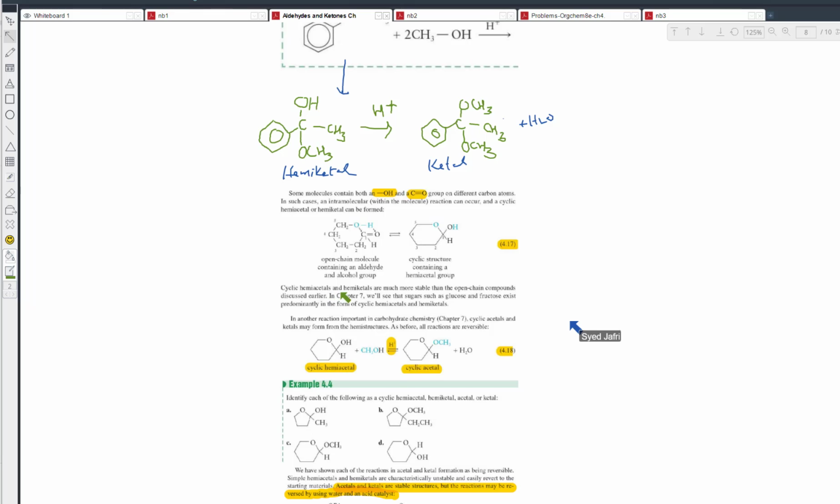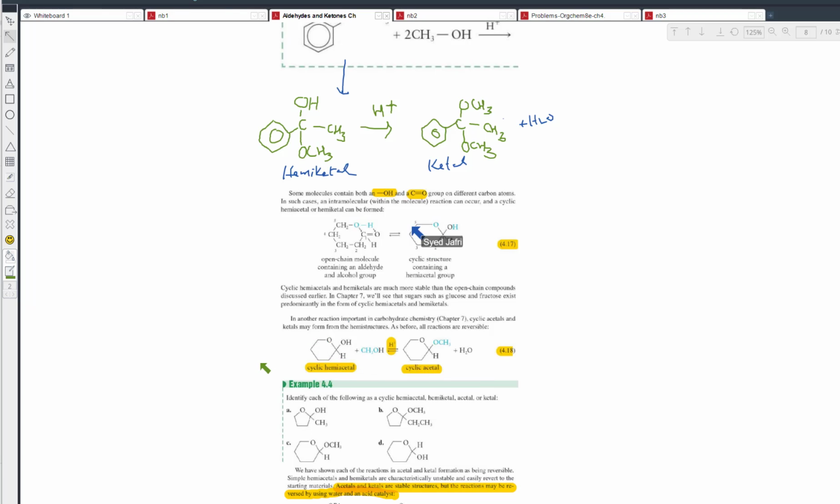Cyclic hemiacetals and hemiketals are much more stable than the open chain compounds discussed earlier. In chapter 7, we'll see different sugars exist. In another reaction important in carbohydrate chemistry, cyclic acetals and ketals may form from the hemi structures. As before, all reactions are reversible.